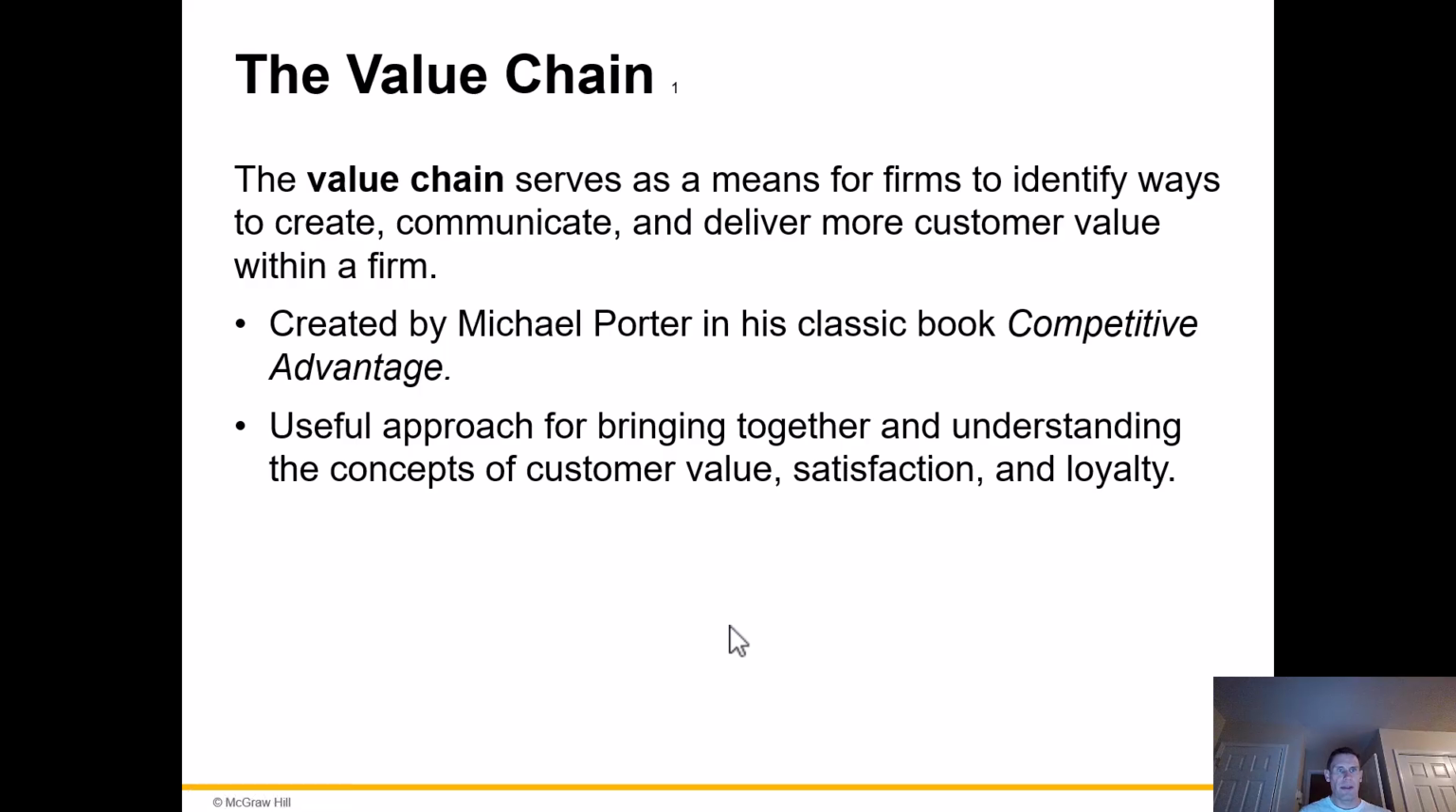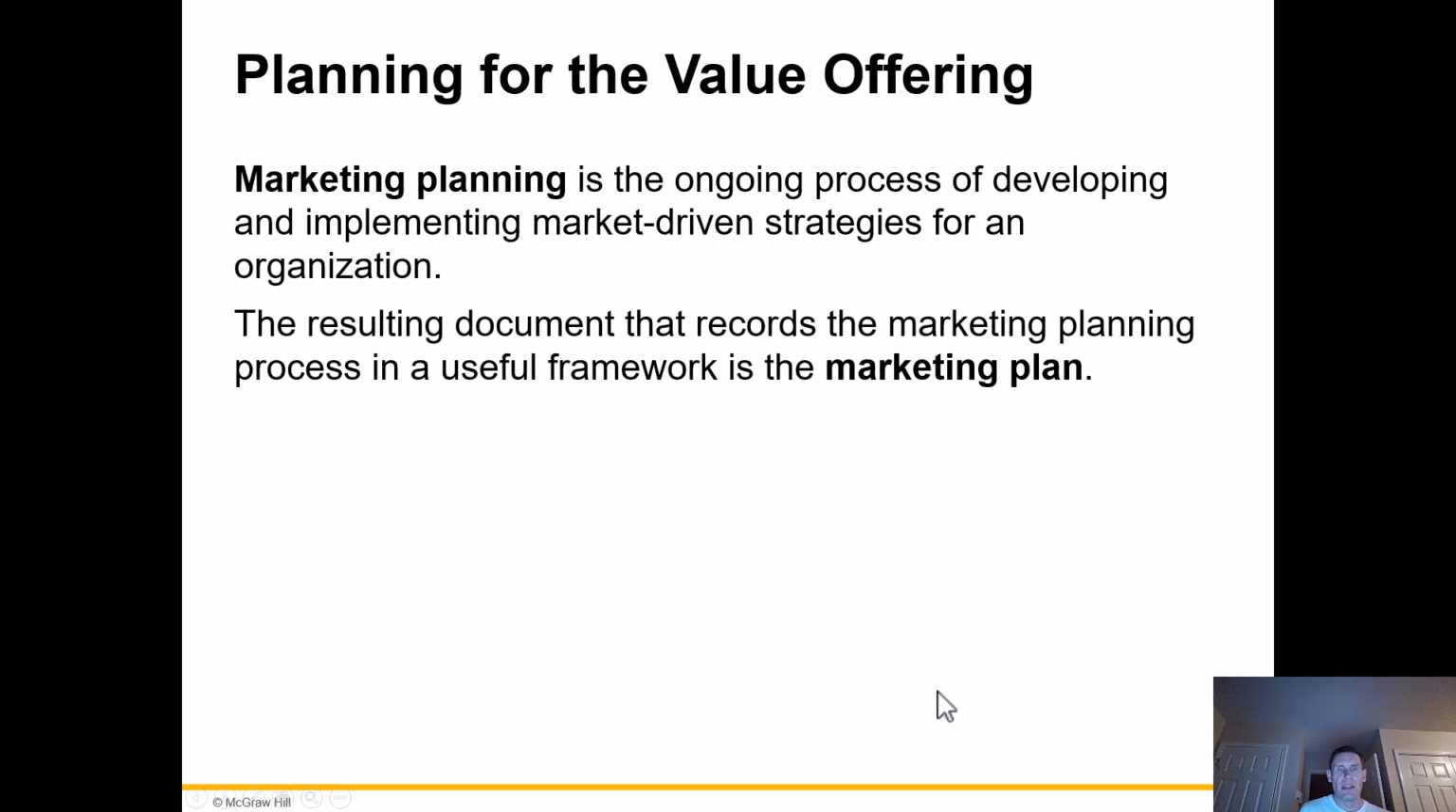So let's talk a little bit more about the value chain. So the value chain serves as a means for firms to identify ways to create, communicate, and deliver more customer value within a firm. And this, of course, was created by Michael Porter in his classic book, Competitive Advantage. This is a useful approach for bringing together and understanding the concepts of customer value, satisfaction, and loyalty.